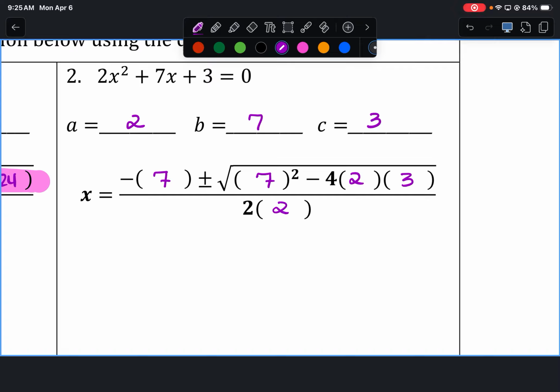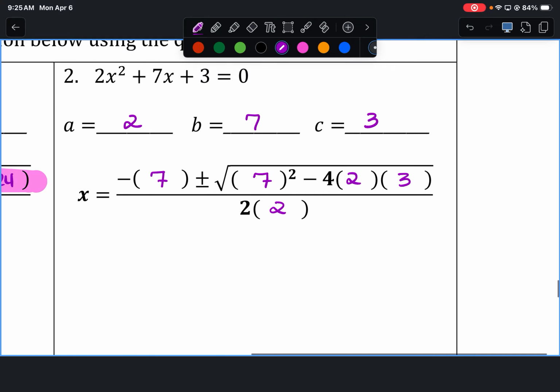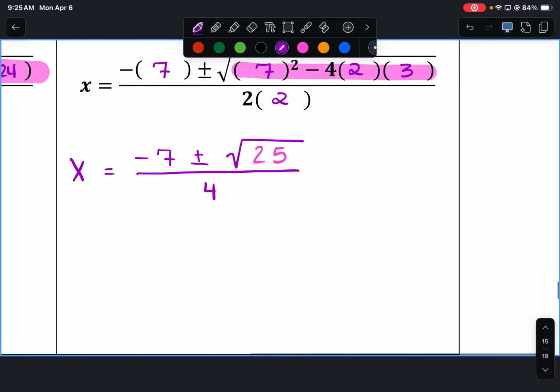Okay, now I plug those in. What do I plug in first? So we have -7 plus or minus the square root of b squared minus 4 times a times c, divided by 2 times a. Okay, so we get x is equal to a positive and a negative, -7 plus or minus the square root. Use your calculator and tell me what goes underneath that square root. 121.